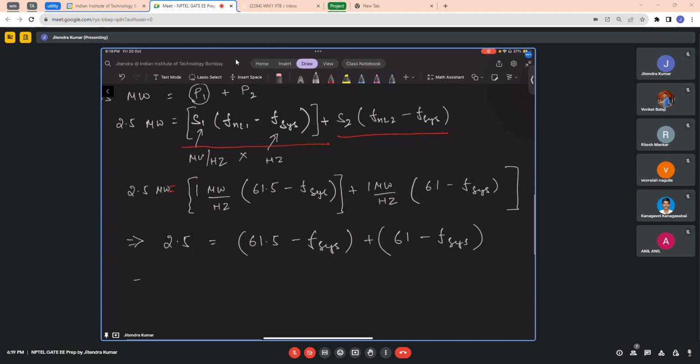Okay, so can you solve it now? 122.5 minus 2 F system equals 2.5, so I guess 60 hertz you will get. 60 hertz, yes. So this is the frequency at which the system will operate. Now can we find out how much power has been supplied from alternator 1 and alternator 2?